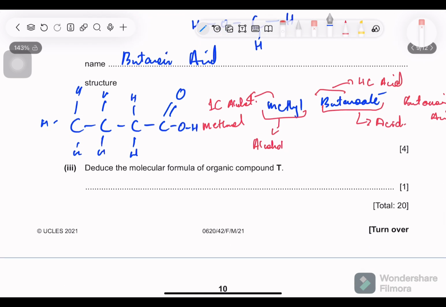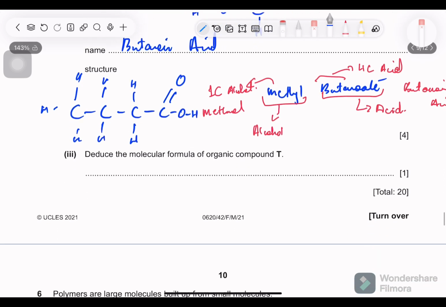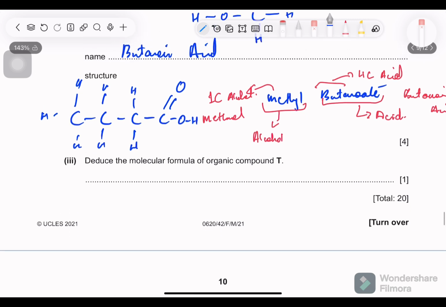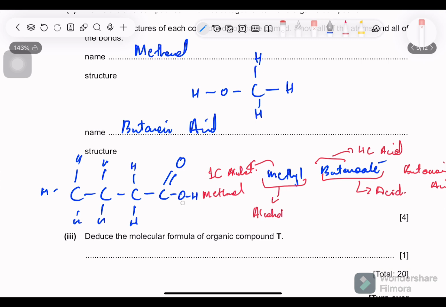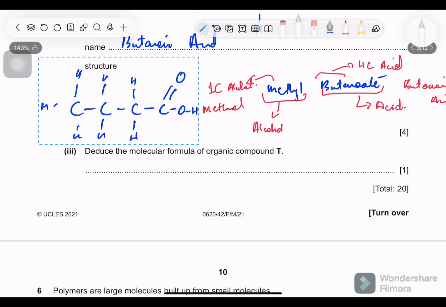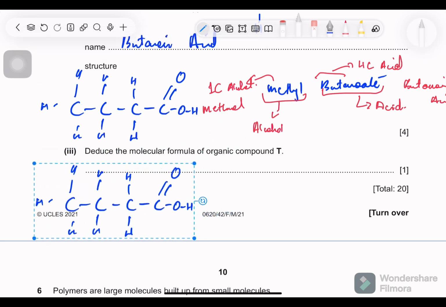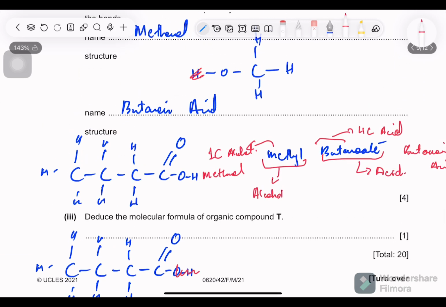Deduce the molecular formula of organic compound T. So the molecular formula of compound T, if we just draw the structure of molecule compound T, methyl butanoate. So this will remain the same, the acid part. What will happen is this OH will go, or maybe just let me bring this down. This OH will go, and in the alcohol, this H will go. So this O will then directly bond to this carbon.